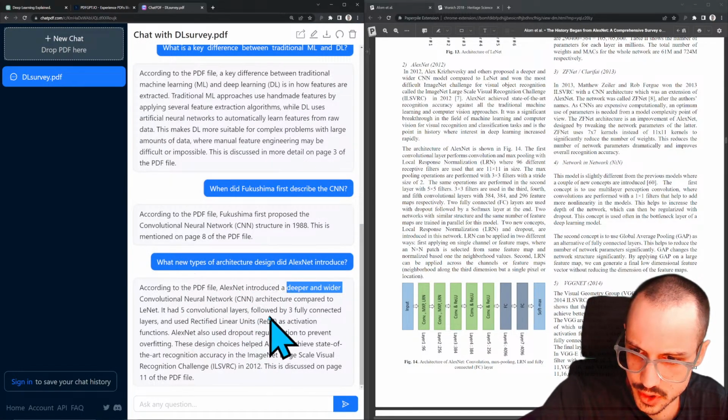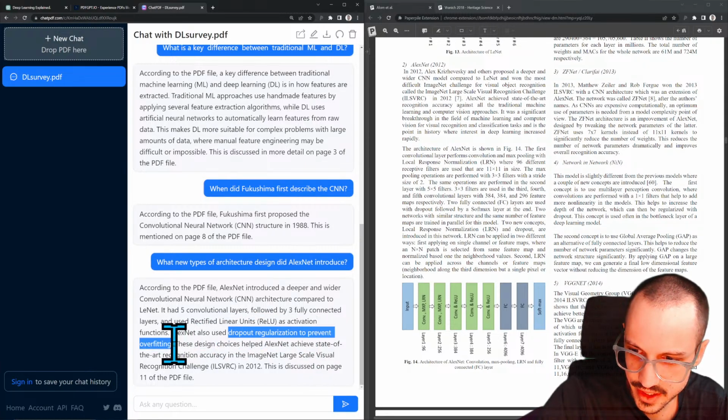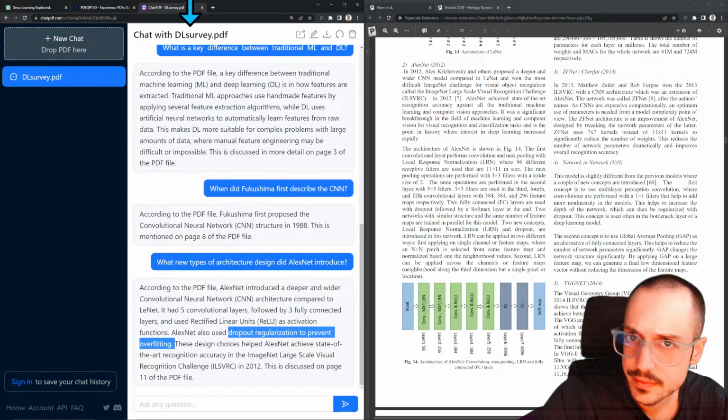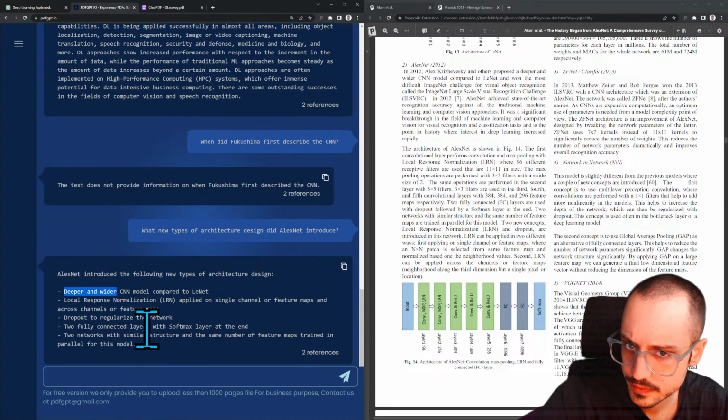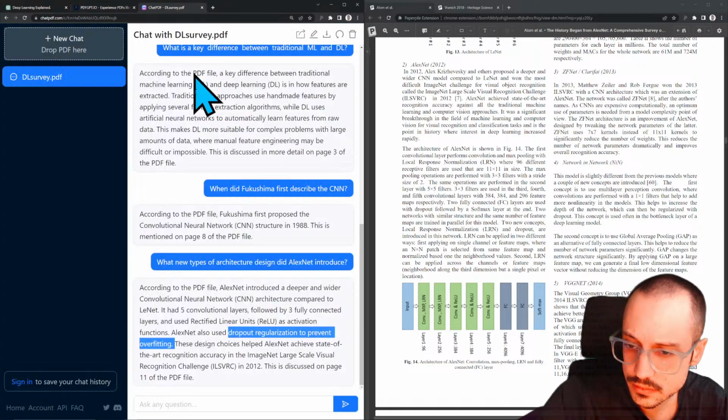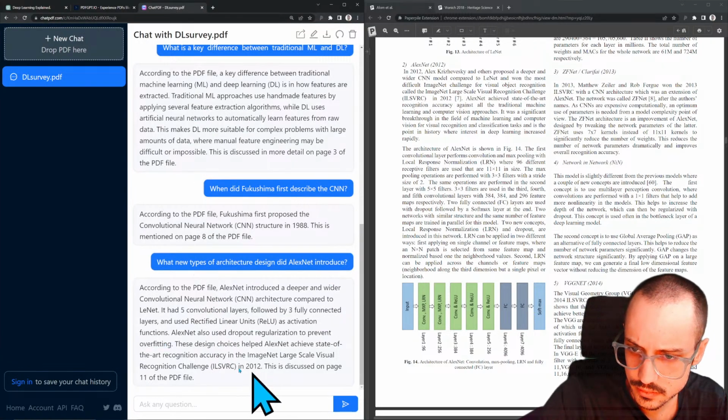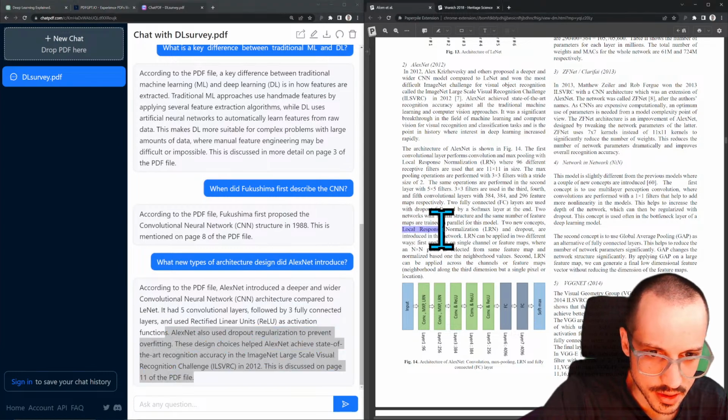Five convolutional layers, followed by three fully connected layers. Use rectified linear units. Also use dropout regularization to prevent overfitting. Dropout to regularize the network. It does not talk about this local response normalization.